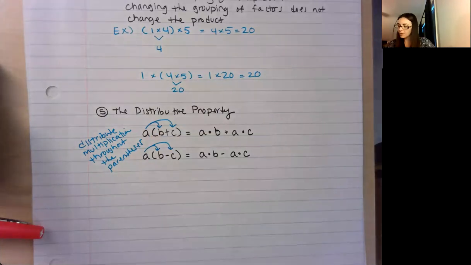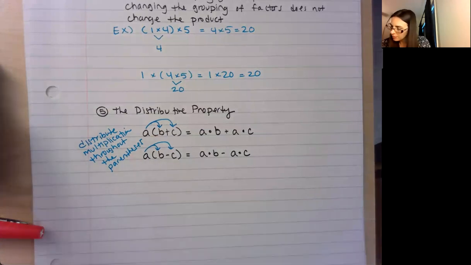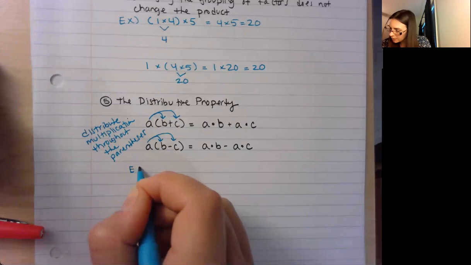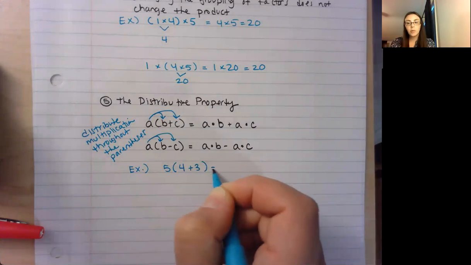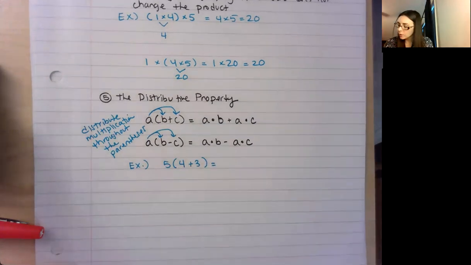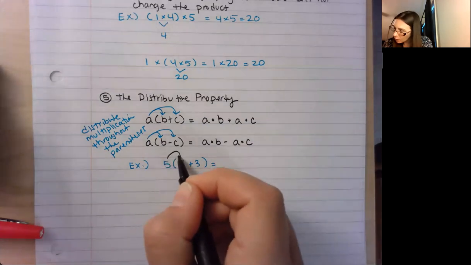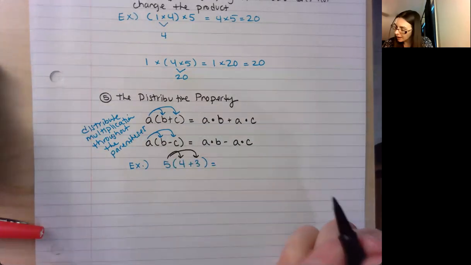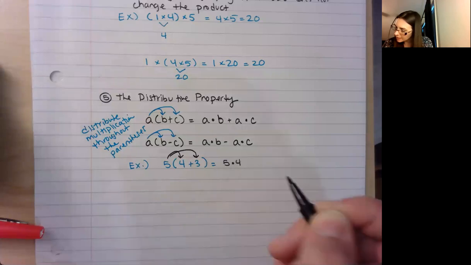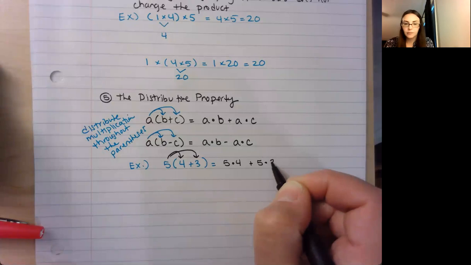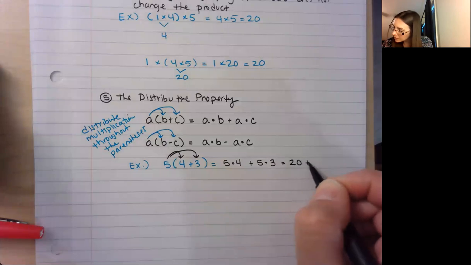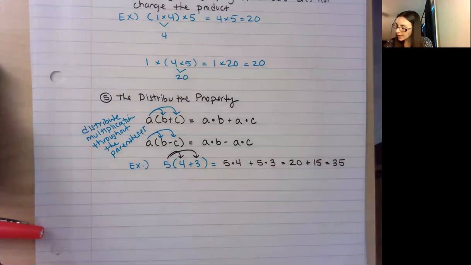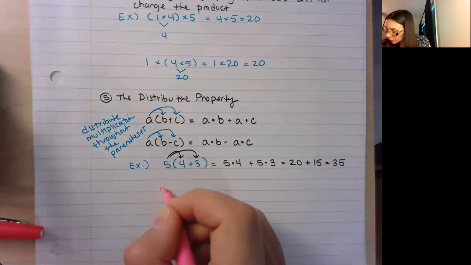All right, so let's look at a couple of examples here. So what the distributive property says is we can do the following. So we can take that 5 and we can multiply it to the 4 and to the 3. So we're going to get 5 times 4 plus 5 times 3. Well, 5 times 4 is 20, and 5 times 3 is 15, and then if we add these together, we get 35. Now, as a little side note, it would be the same answer if we didn't distribute.